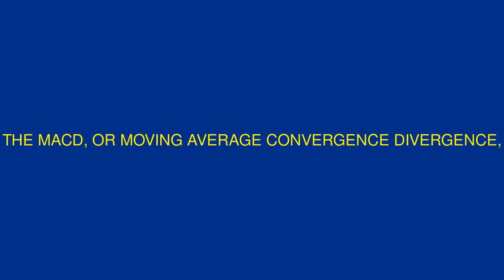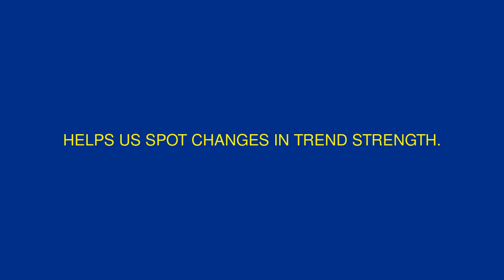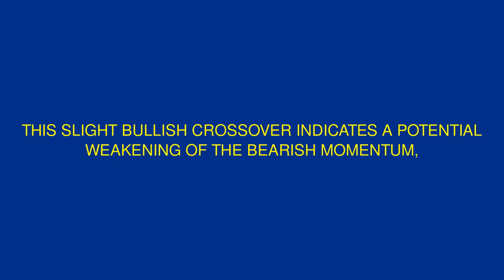The MACD, or Moving Average Convergence Divergence, helps us spot changes in trend strength. On May 30th, the MACD line is at -0.0028, with the signal line at -0.0031. Producing a positive histogram of 0.0003. This slight bullish crossover indicates a potential weakening of the bearish momentum, but it's too early to call it a trend reversal.